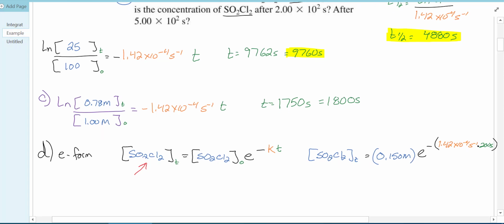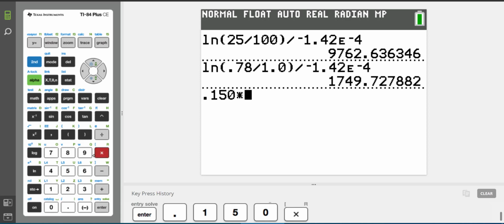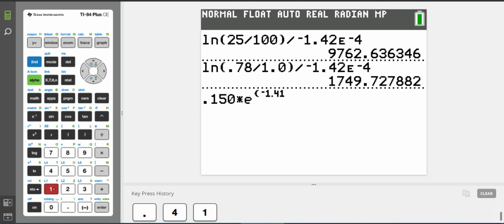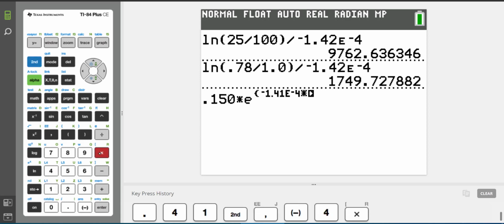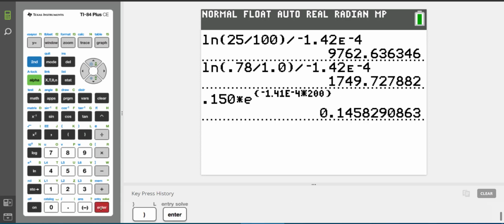So in my calculator, 0.15. You can put the 0 there, that doesn't do anything for you, but you can. Times, now I hit the second ln, and that's e. I'm going to put a parentheses, negative 1.42. It doesn't matter where you put the negative. Second e, negative 4 times 200. And we get 0.146. I have 3 sig figs, so 0.146.